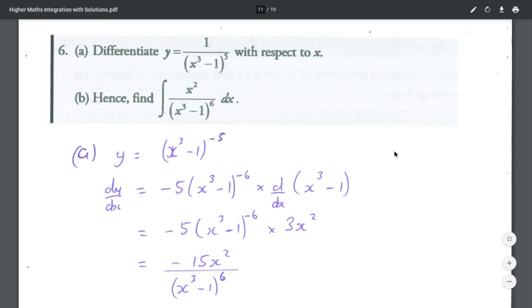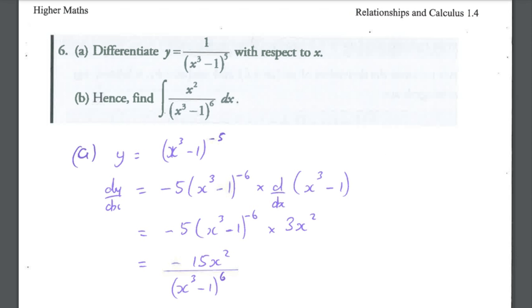So let's have a look at question 6 here. Similar to question 5, but slightly more difficult. So differentiate y equals. Again, we're going to have to use the chain rule for part A there to differentiate, and part B, hence find the integral of that.